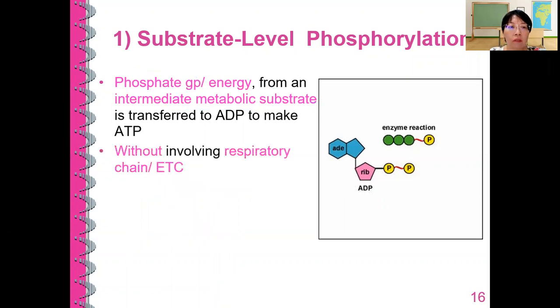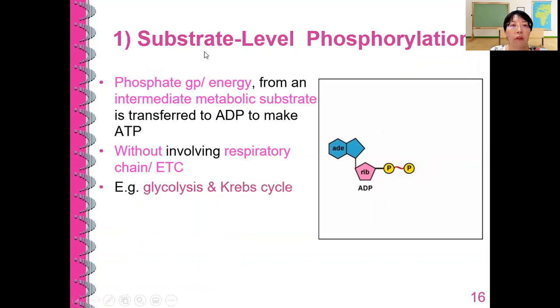Anyone got any question? Now, without involving the respiratory chain or ETC, you will not know until later on. So we ignore this part first. We ignore this part that's so detailed. So you learn a little bit at a time. So examples of the process for substrate-level phosphorylation are glycolysis and the Krebs cycle, which you will learn later on also. So now you don't have to know this part yet.